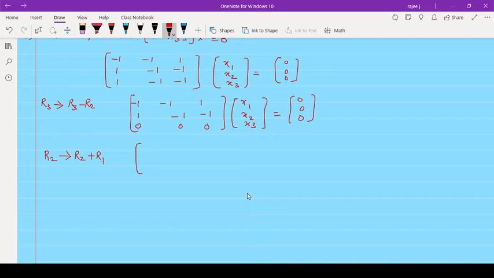Okay, so that is minus 1, minus 1, 1. R2 plus R1, this becomes 0, this is minus 2 and this is 0, 0, 0, 0, of x1, x2, x3 equal to 0, 0, 0. Now again by the same argument you can find the values of x1, x2, x3, and you will get the vector as 1, 0, 1.